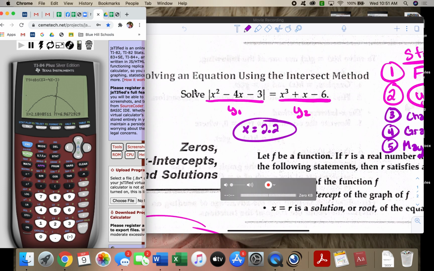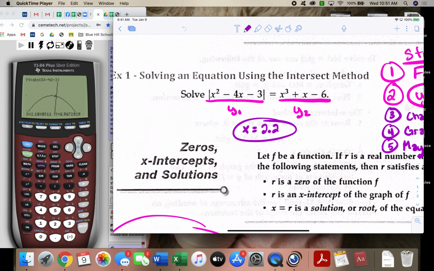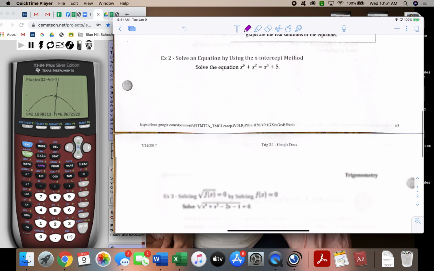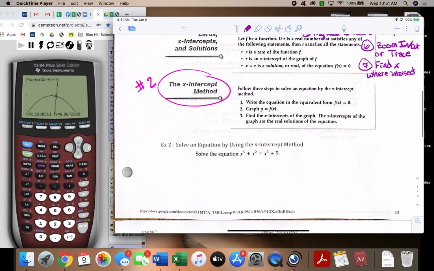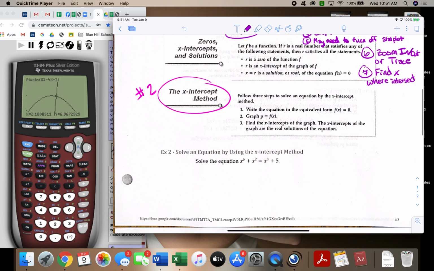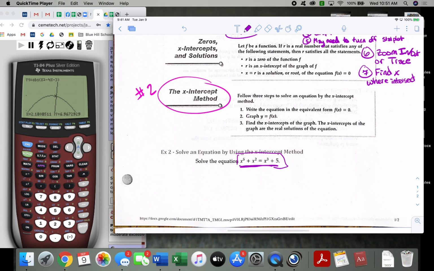All right, so going back to the second method, which is the x-intercept method. X-intercept method is the method that you guys are going to probably like better than the one that we did yesterday. It involves just a little bit of work beforehand, but it's easier to see. So rather than looking at where two things are intersecting, you're looking at where it intersects the x-axis. It's a little bit easier to find, okay? So we're going to practice the x-intercept method with this equation down here at the bottom, example 2.